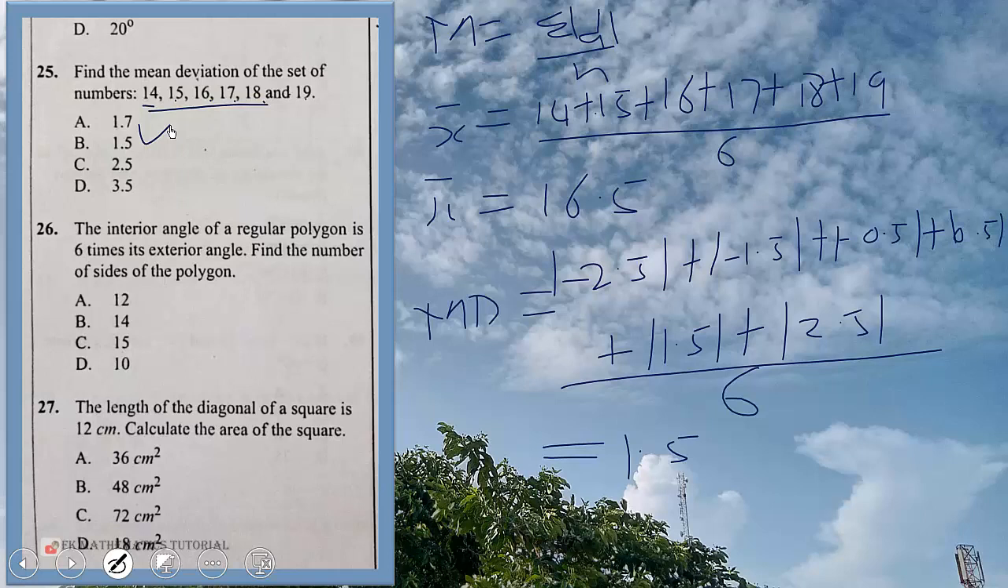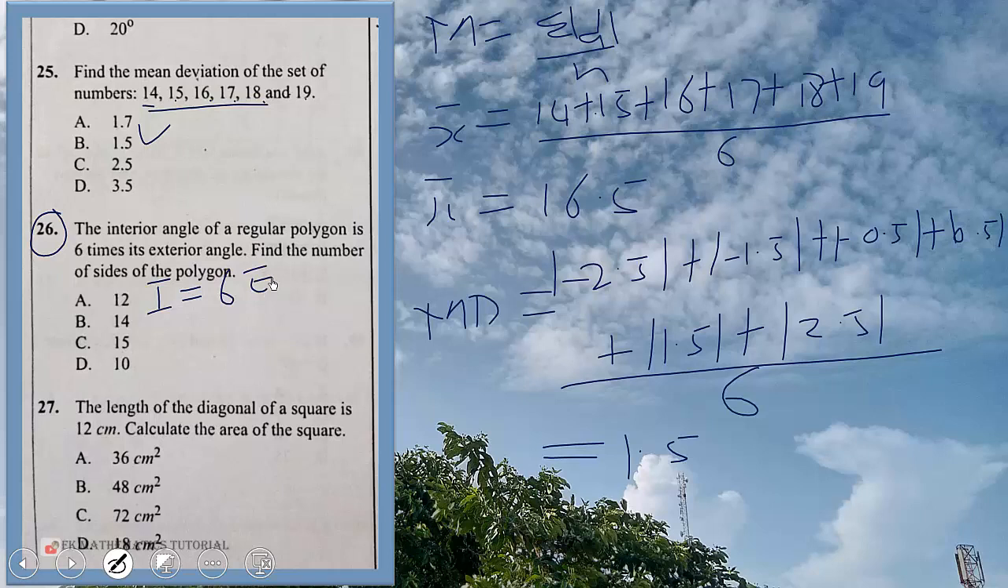The interior angles, question number 26. The interior angle of a regular polygon is 6 times its exterior angle. So interior angle is 6 times its exterior angle, and we are supposed to find the number of sides of the polygon.